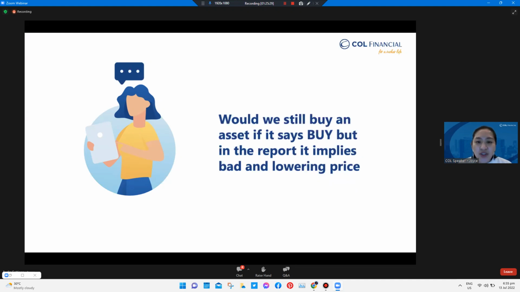Okay, next question. Would we still buy an asset if it says buy, but in the report it implies bad or lowering price? Okay. For me, I'd rather wait. For example, like Ayala Land a while ago, it has a buy recommendation, but it had bad news about it and it had the lowering fair value. For me, I'd wait. I'd wait for news to get better before buying into it.